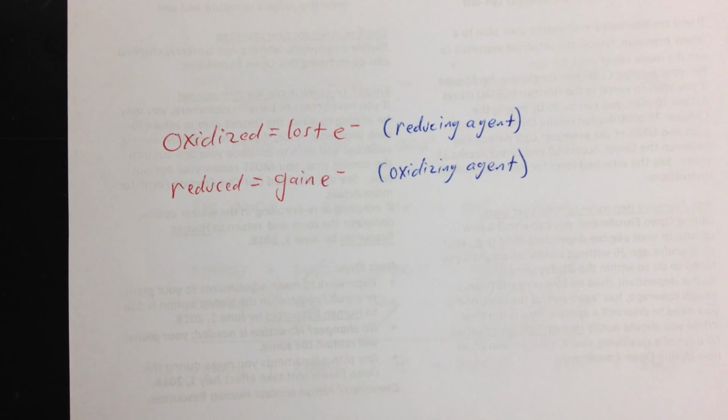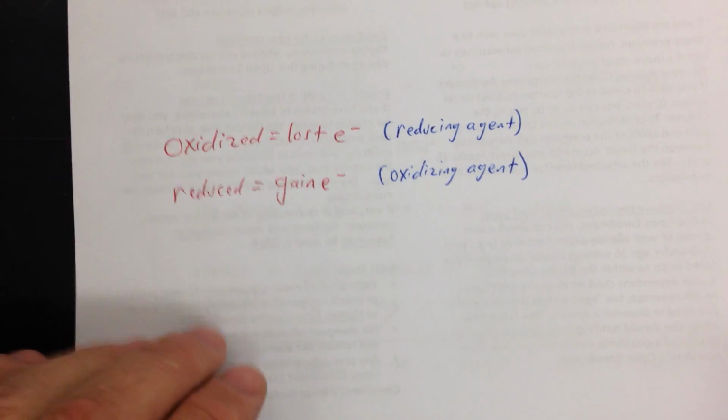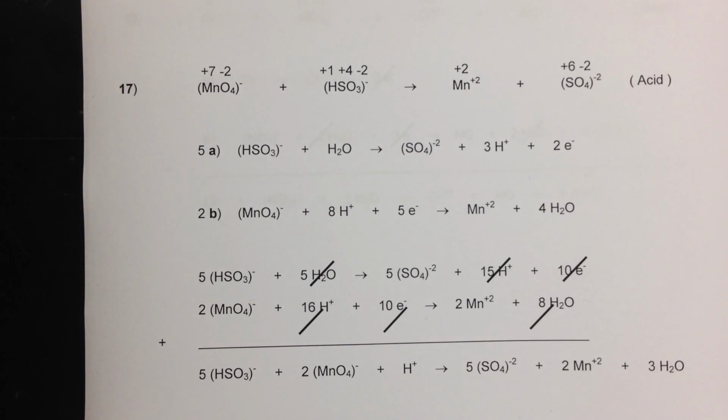Now these have to be labeled in your balanced reaction. There is no standard way of labeling them. They could be labeled with words, but I've decided to label them with symbols. So here's the answer to 17 that we balanced on Friday.